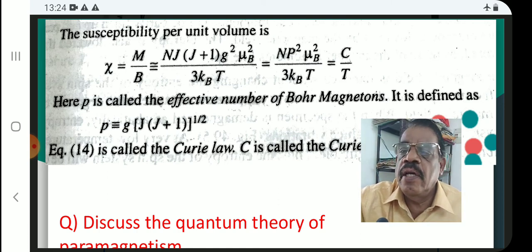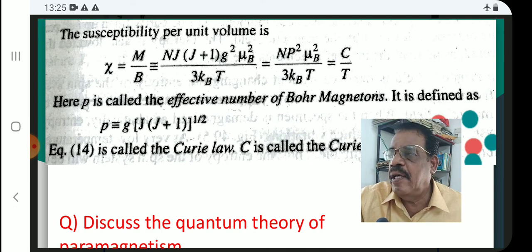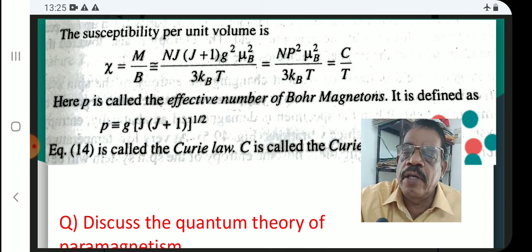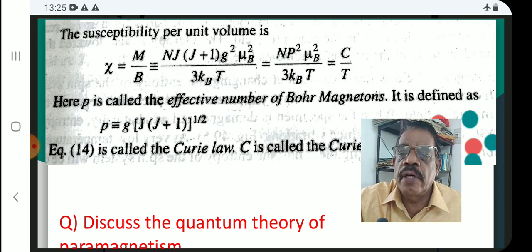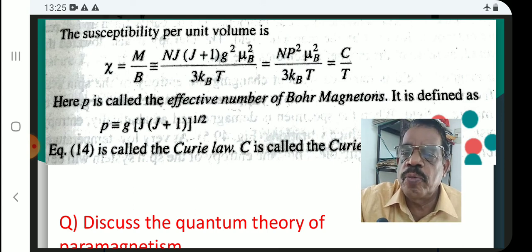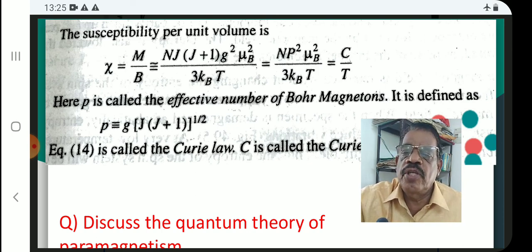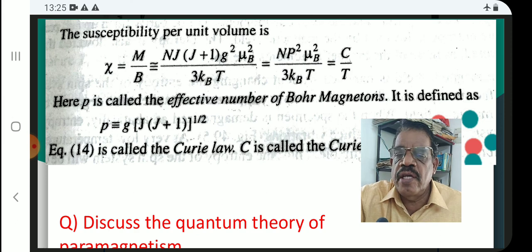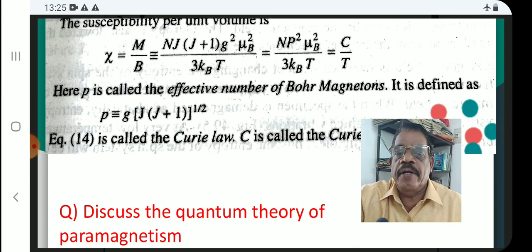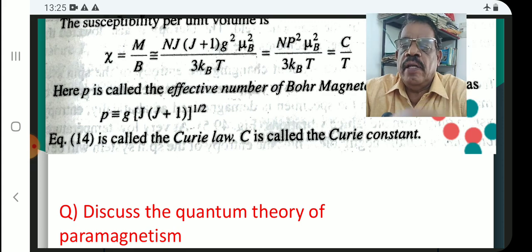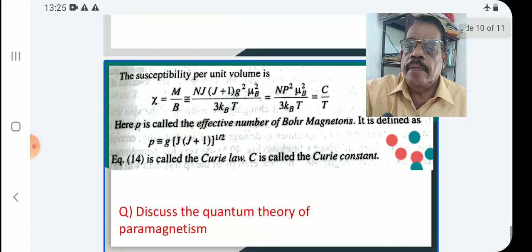Thus, we have reached the magnetic susceptibility of a paramagnetic substance by quantum theory. Here, a number of steps we have to remember. The continuous derivation is not possible in this small time. So we have to remember some of the equations to write the value of chi, the quantum theory of paramagnetism. The question is: discuss the quantum theory of paramagnetism.